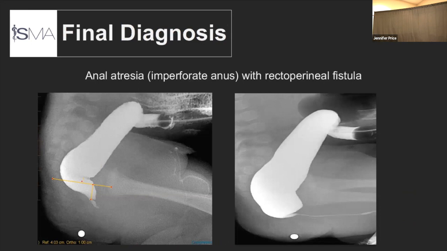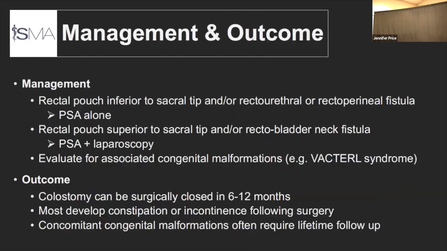So the final diagnosis: we knew it was already there at presentation, but now we get to fully characterize it using the distal colostogram. On the left, we know that it's inferior to the pubococcygeal line. And on the right, we can see that a fistula is present. So that gives us a more complete diagnosis: anal atresia that is below the pubococcygeal line, and it has a rectal perineal fistula.